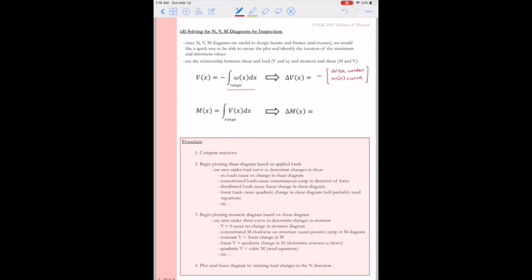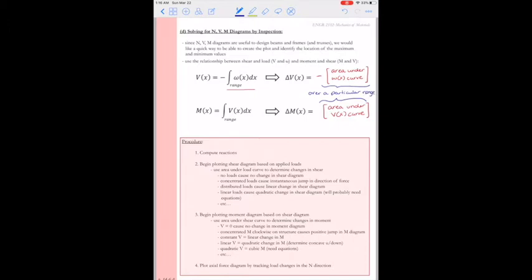So that basically means the change in shear is equal to the negative of the area under the omega of x curve. And likewise, for moment, the change in moment is going to be the area under the V of x curve. And there's no negative sign this time. Then don't forget, these areas are on a particular range, so this tells us the delta V or the delta M over a particular range. And this will help us plot things much faster.